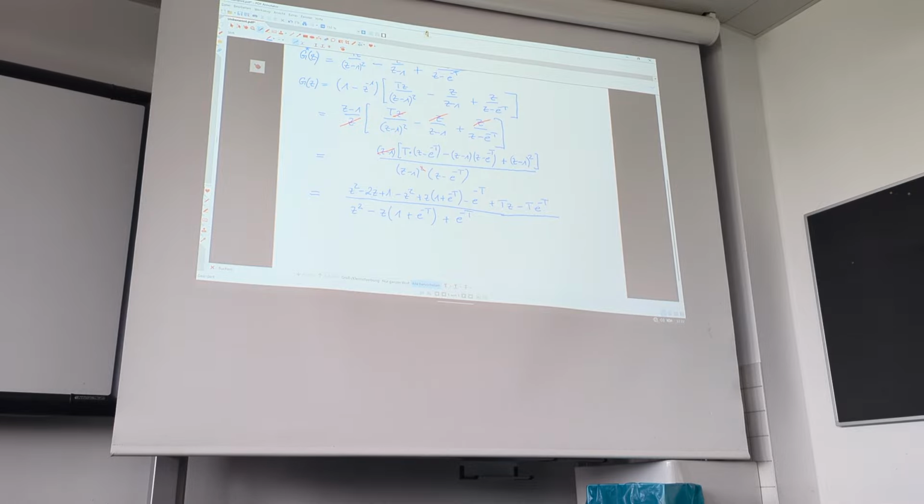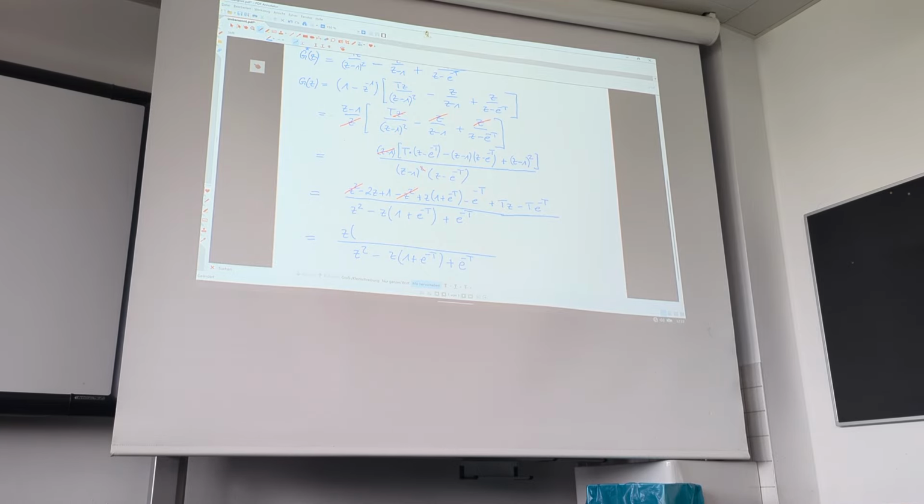Okay. Now again, z squared minus z squared is cancelled out. And we get z squared minus z times 1 plus e to the power of minus t plus e to the power of minus t. This is unchanged. But then we have the linear part, z times.